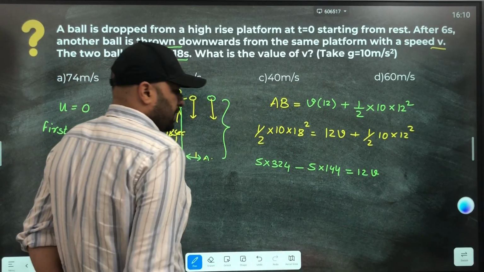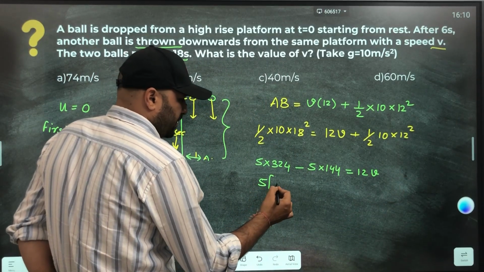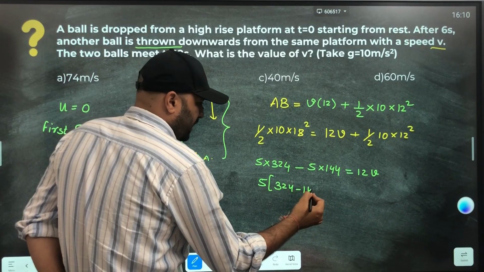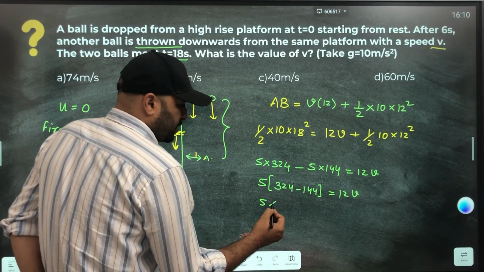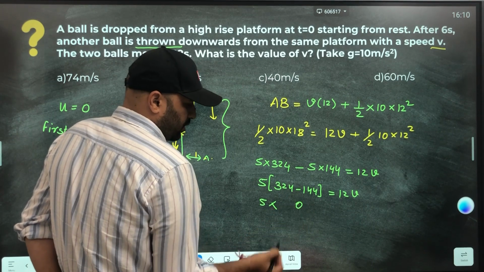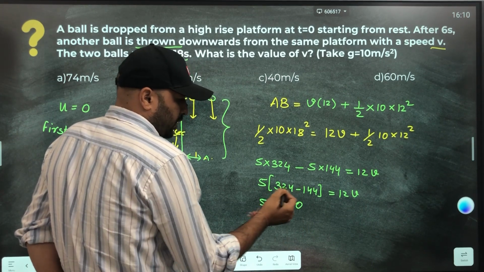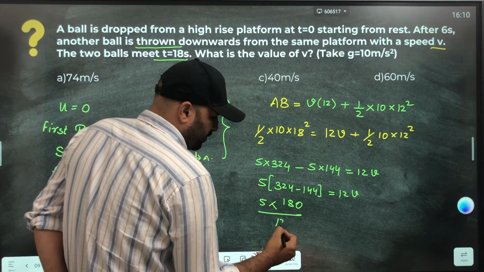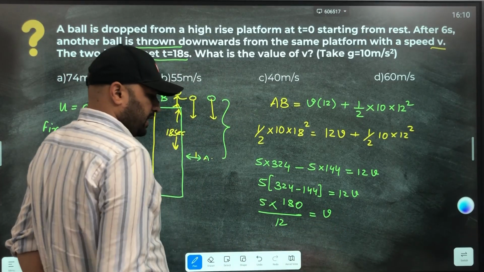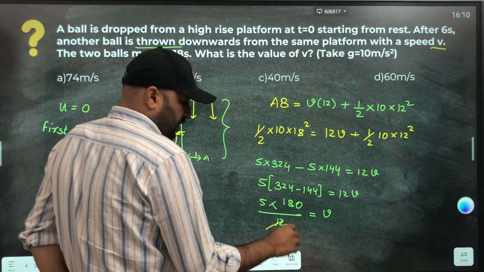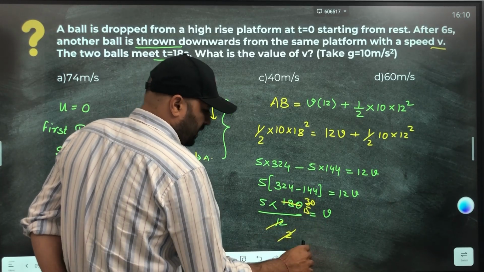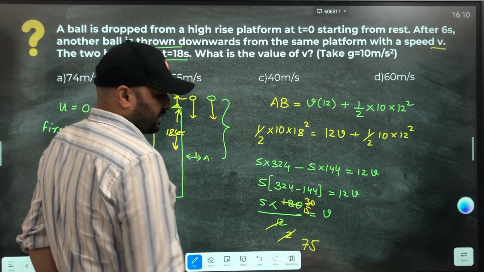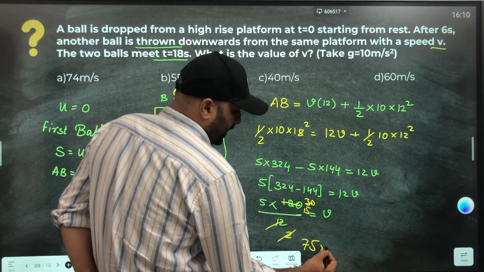Correct? Now let's take 5 common. It will be 5 into (324 minus 144) equals 12v. That will be 5 into 180, whole divided by 12, that will be equal to v. Correct? Let's cancel out: 6 2s, 6 30s, and 2 15s, 15 5s, 75. Approximately 75 meter per second.